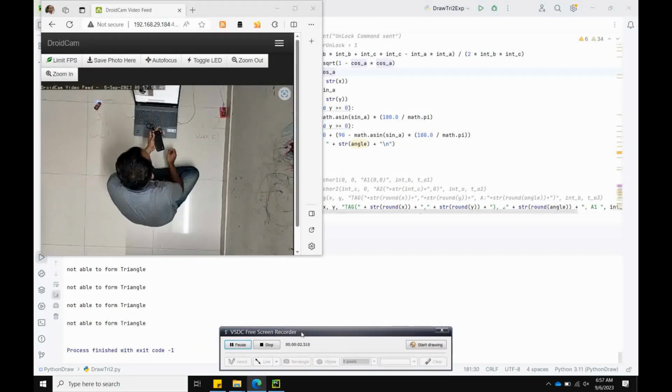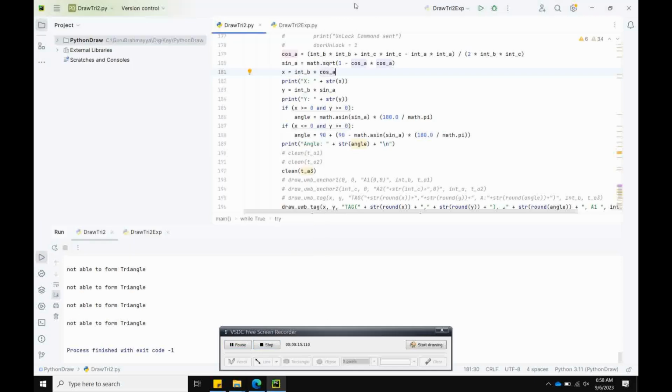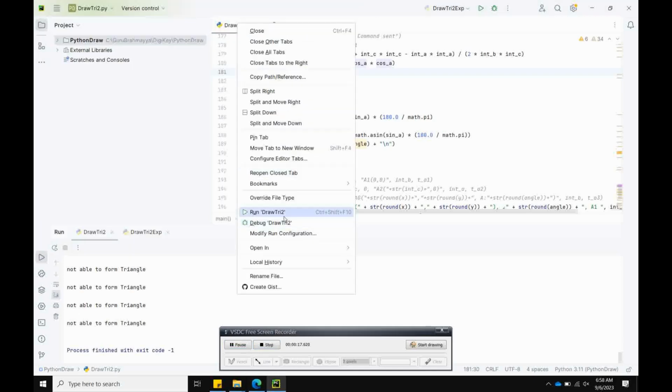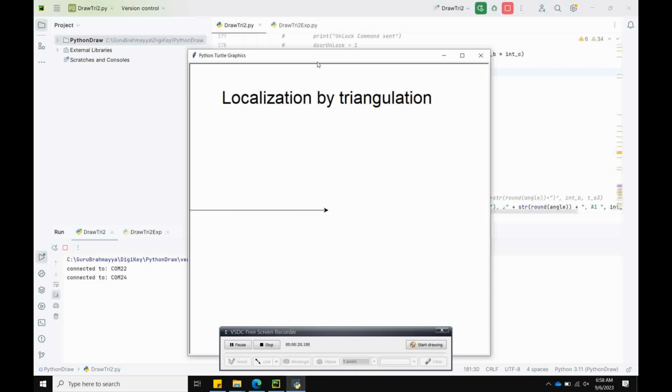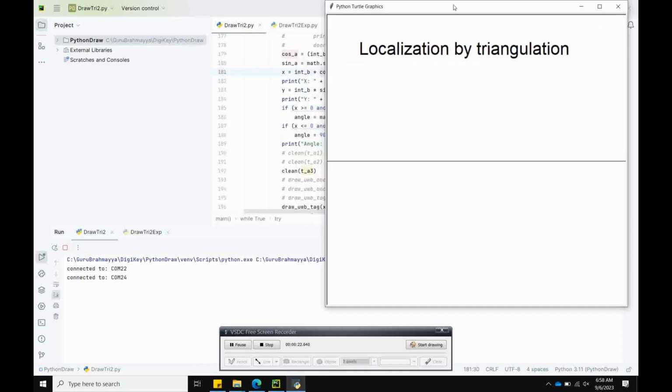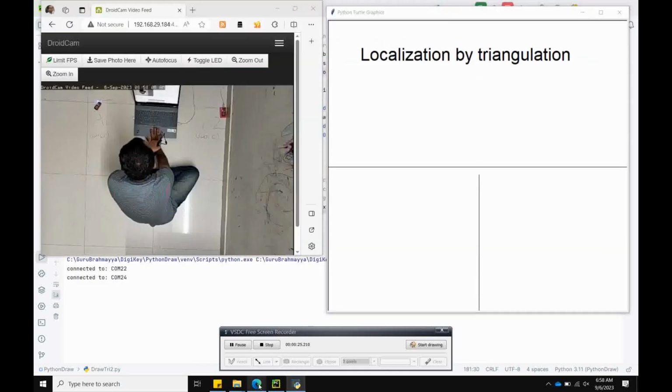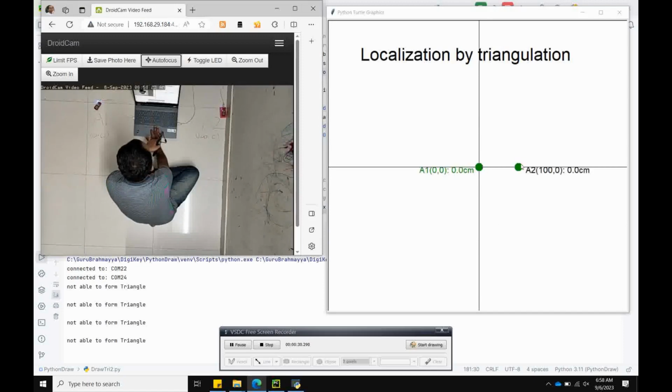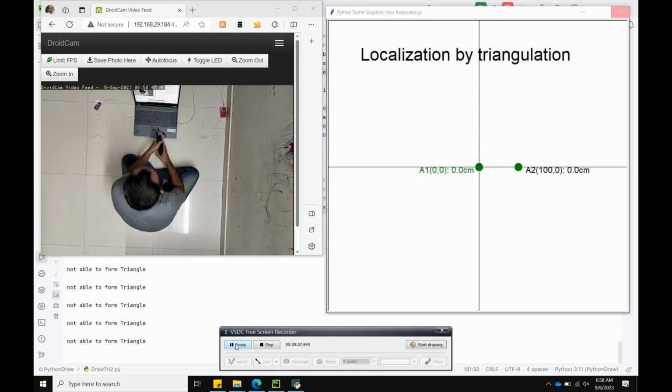In this demo, I kept anchor A1 at the 0,0 location and anchor A2 at the 100,0 location, so they are 100 centimeters away from each other. Now in my hand, I have a tag. Let me run the code. Once I run the code, the Python program starts a graph where x and y coordinates will be drawn, and anchor A1 is drawn at the 0 location and anchor A2 at the 100,0 location. This tag continuously sends data on how far it is from anchor A1 and anchor A2.